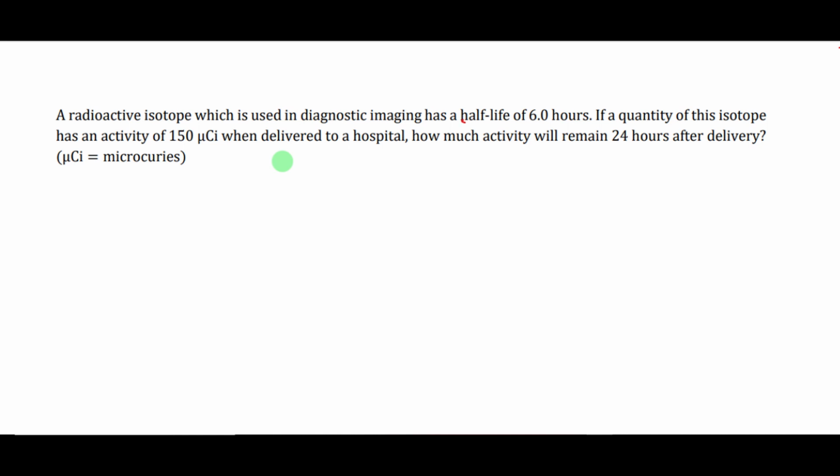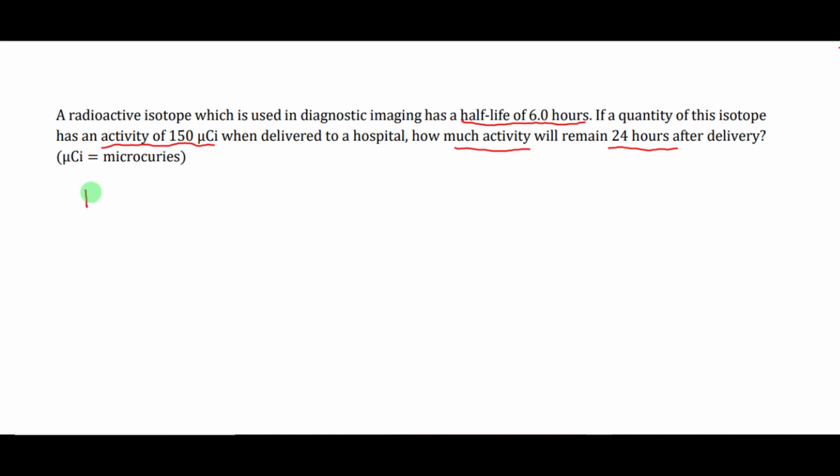So what are we given here? We are given the half-life of this radioactive isotope. We are given the original activity of the radioisotope, and we are given the time t. We are asked to determine the concentration or the activity that will remain after time t, which is 24 hours. So let's write out our parameters.